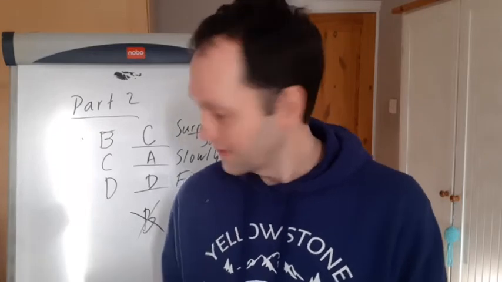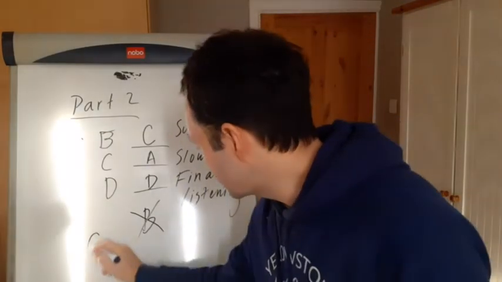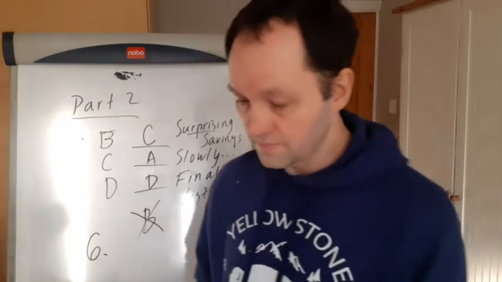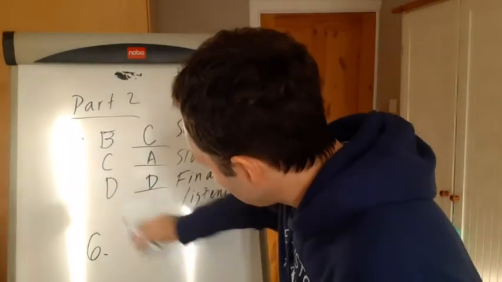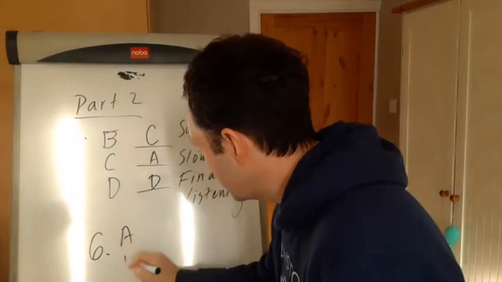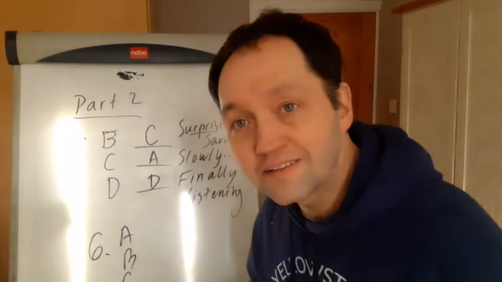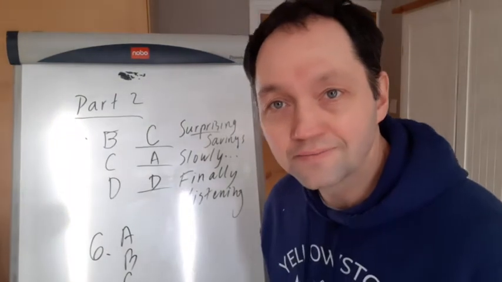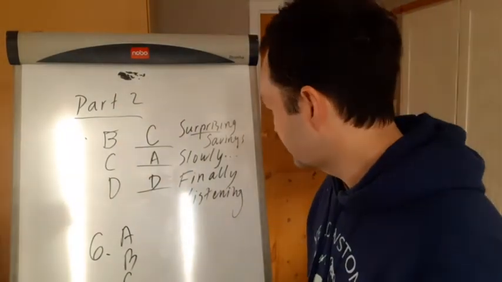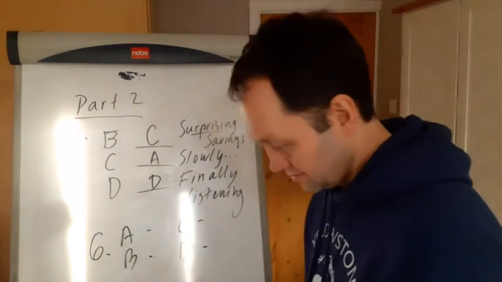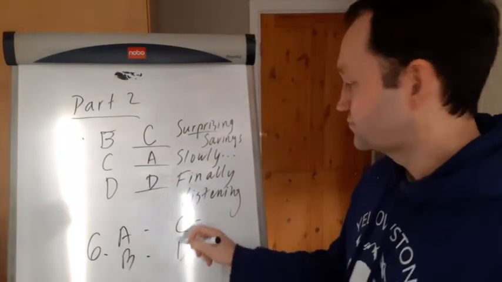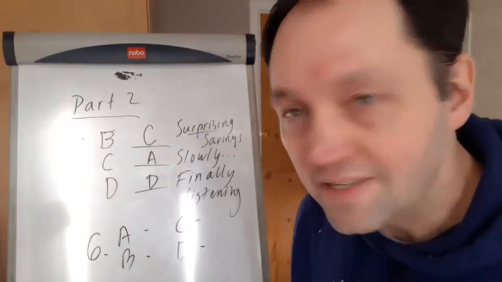Okay, so that leaves us with question 6. Question 6, we have A, B, C, and D. Can you see that? No, you can't see that. All right. Well, anyway, A, B, and we'll have C and D. Okay, so can you see that now? Yes, A, B, C, and D.